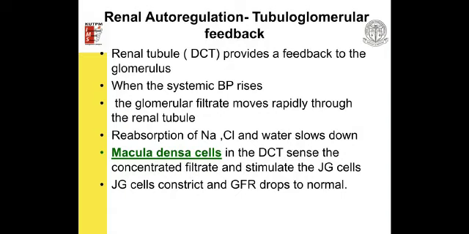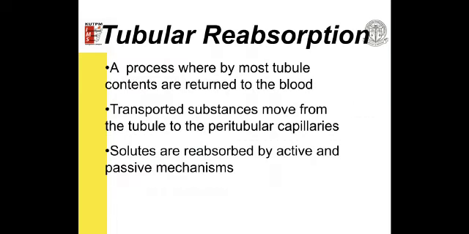Another mechanism is the tubuloglomerular feedback. The DCT provides feedback to the glomerulus, that's the distal convoluted tubule. When the systemic blood pressure rises, the glomerular filtrate moves rapidly through the renal tubule, thereby slowing the reabsorption of sodium chloride and water. The macula densa cells in the DCT sense the concentrated filtrate and stimulate the JG cells. The JG cells constrict and the GFR drops to normal. So we came across the factors influencing GFR and how it is regulated.